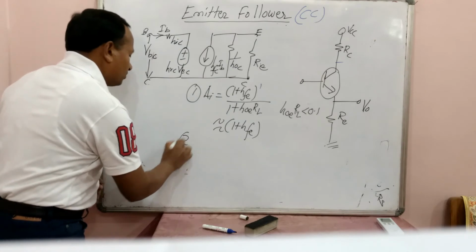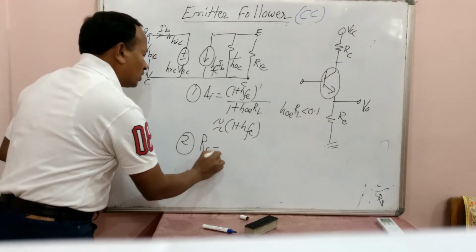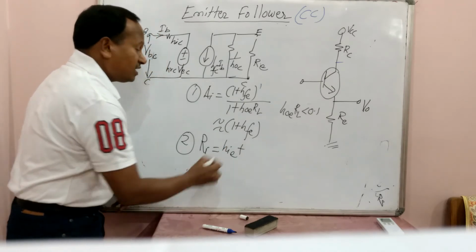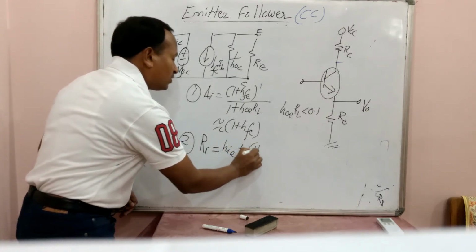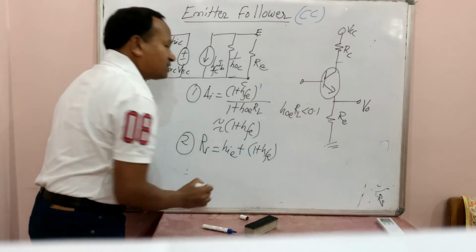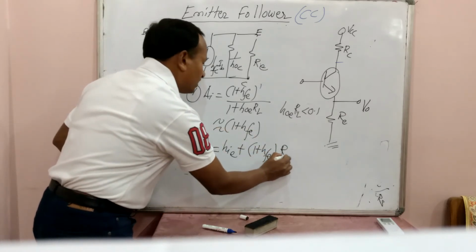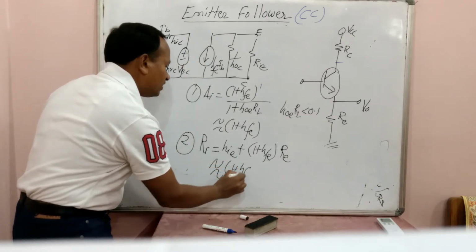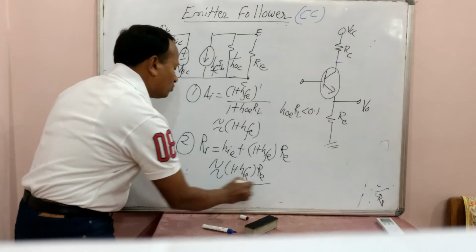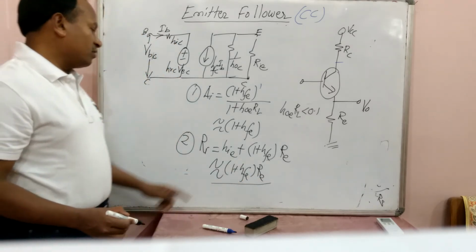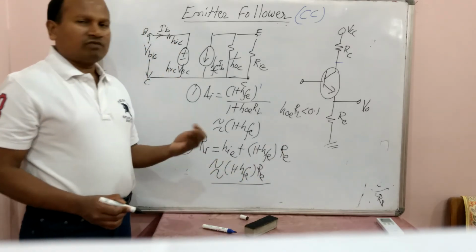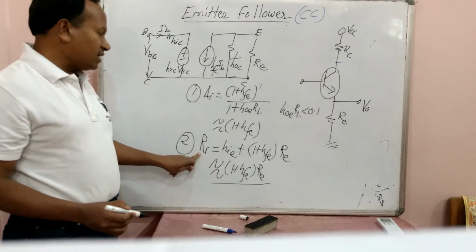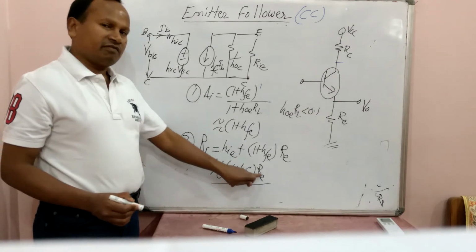What about the second one? It is RI. What is the expression? HIC, I am writing directly equal to HIE. What is HRC? Is nearly equal to 1. What is AI? 1 plus HFE. And what is RL? It is RE. And sometimes we write it as 1 plus HFE into RE also. Why can we write it? Because 1 plus HFE RE will be always much larger than HIE. So what is approximate value of RI? Using approximate model, 1 plus HFE into RE.